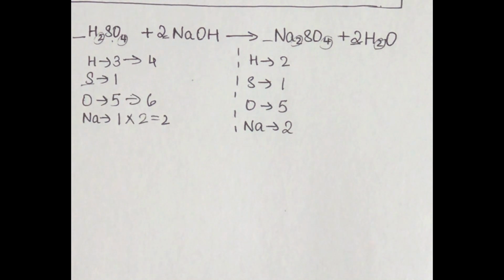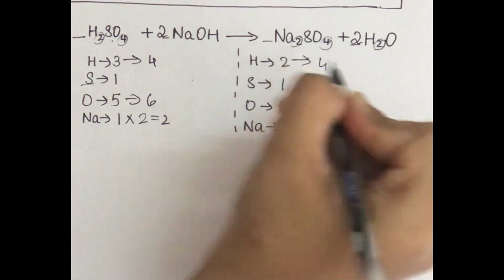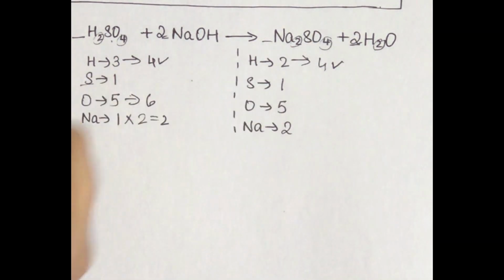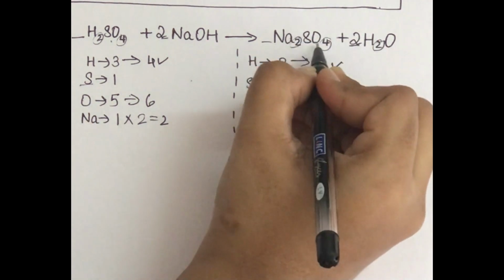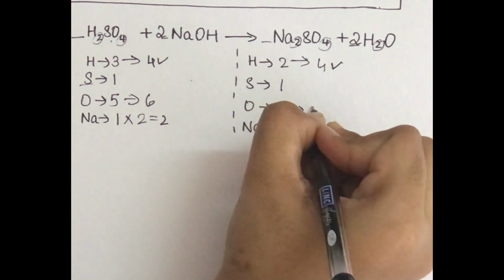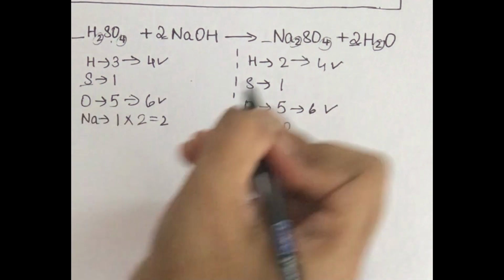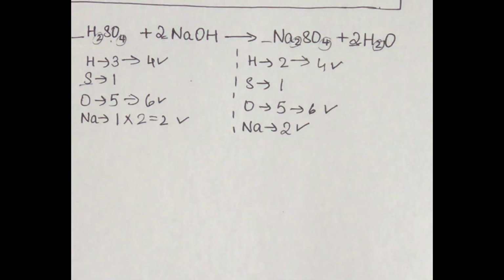4 hydrogen this side, and if we add 2 2s are 4, so this becomes 4 on this side as well. So hydrogens are balanced on both sides. Sulfur is already balanced. Oxygen, again 2 oxygen plus 4, 2 plus 4 is 6. This becomes 6, again balanced. And our sodium is 2 and 2 on both sides. So all the 4 elements have now become balanced. So this is how we make our chemical equation balanced.